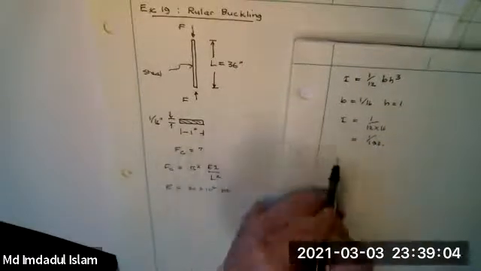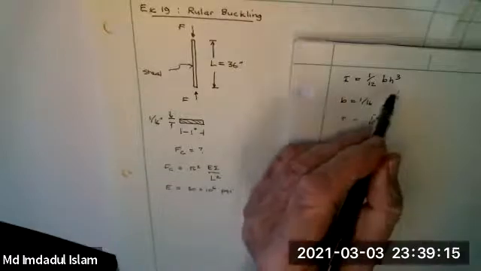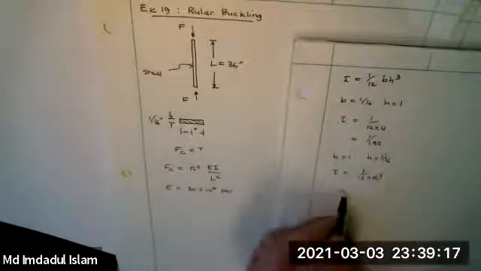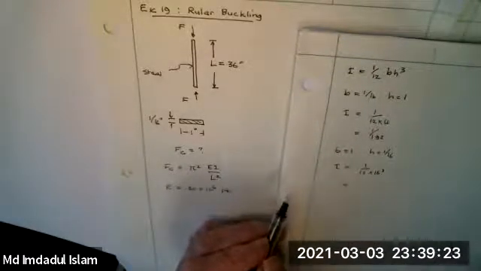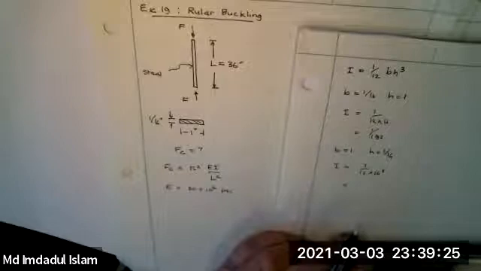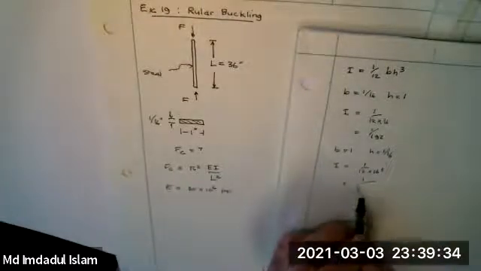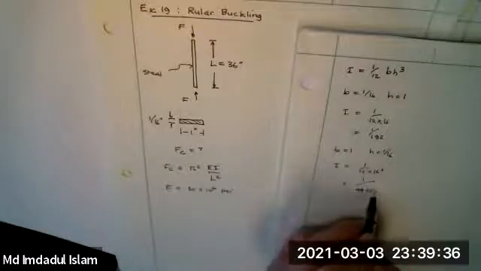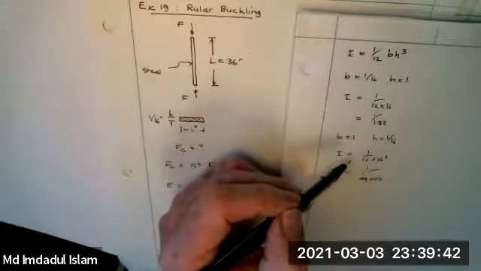On the other hand, if I chose B, the breadth, to be 1 inch, and H to be 1/16, then I is 1/12, and now I'd have H cubed, 16 cubed. That's about 3,000. Sorry, 49,000. Let me check that. Yeah, that's 49,000. So this I is a lot smaller than this. That tells you which way it's going to buckle, and that's no surprise.